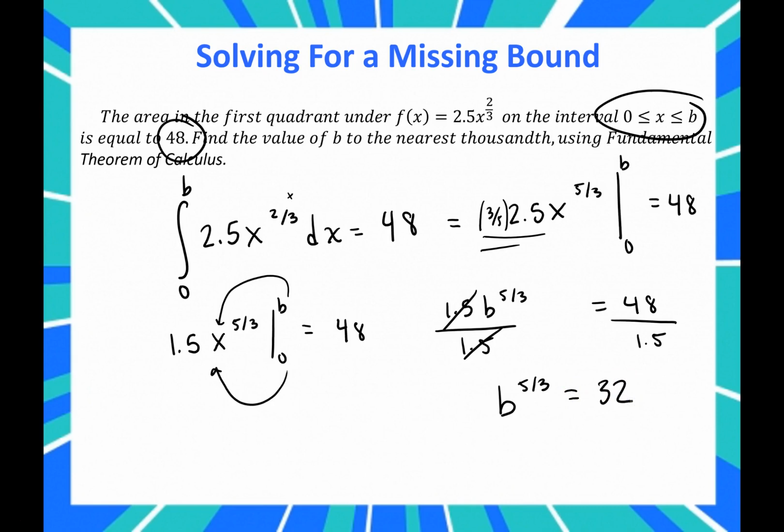Now, how do we get rid of b to the 5/3? Well, we can just raise it to the power of 3/5. And what I do to one side, I have to do to the other side. Now 5 times 3 is 15, and 3 times 5 is 15, so this becomes 15 over 15 when I multiply these fractions. So that becomes b to the power of 1, or just b, which is exactly what I wanted. When I multiply these, they cancel. I'm just left with b. And then, folks, just put this in your calculator. 32 raised to the power of 3 divided by 5. And I get a lovely answer of 8.